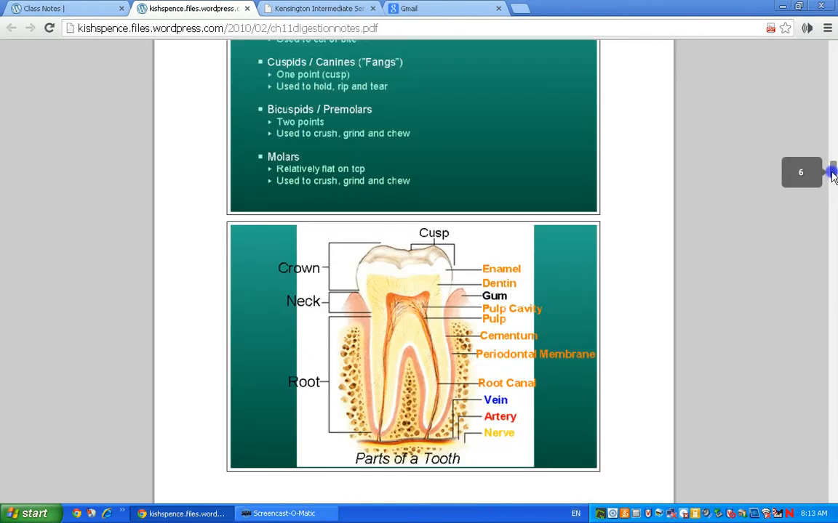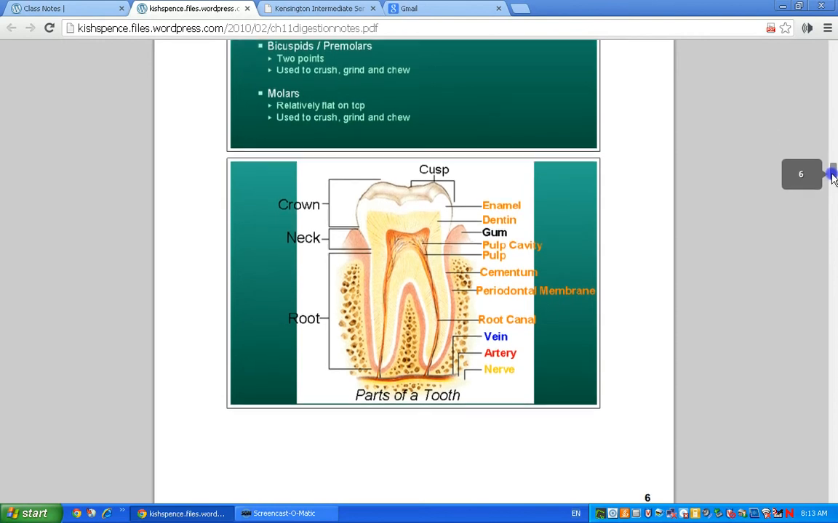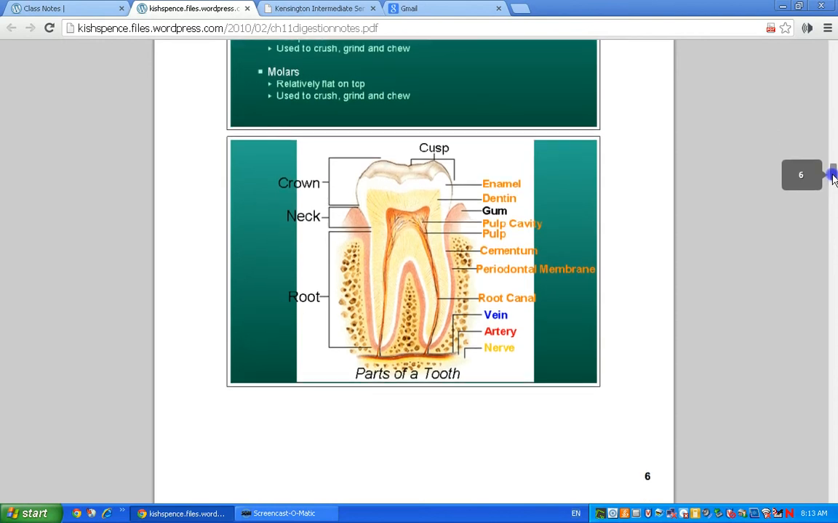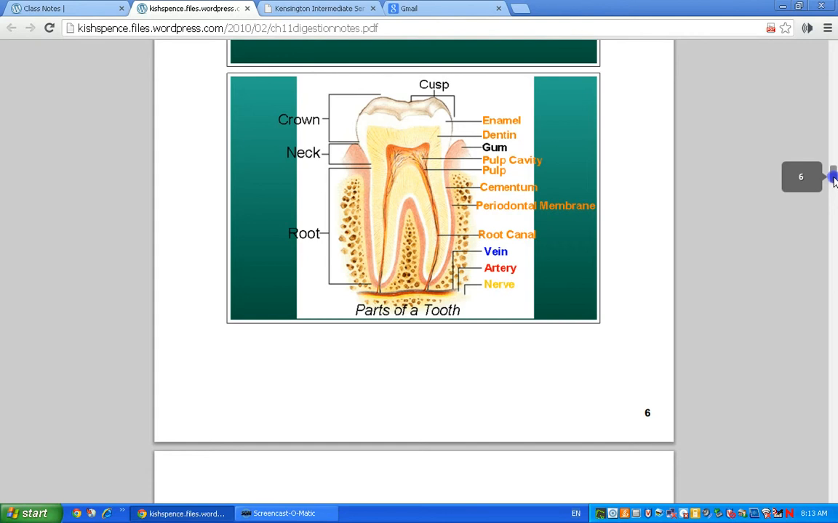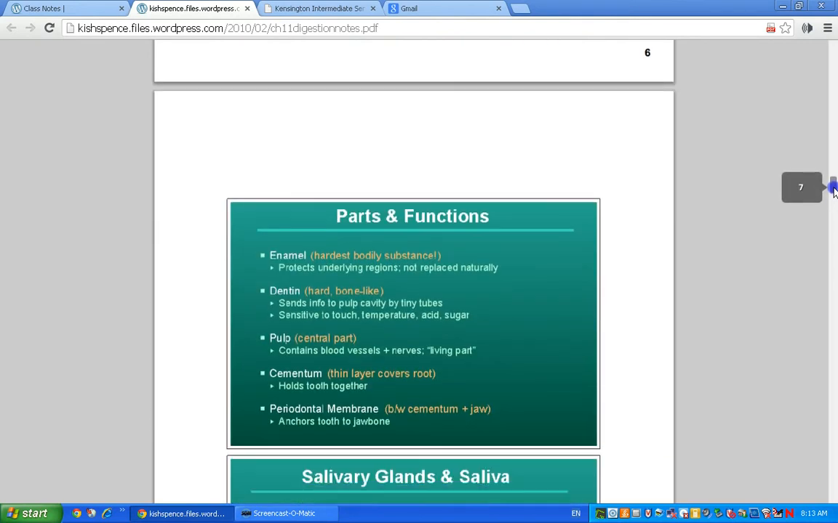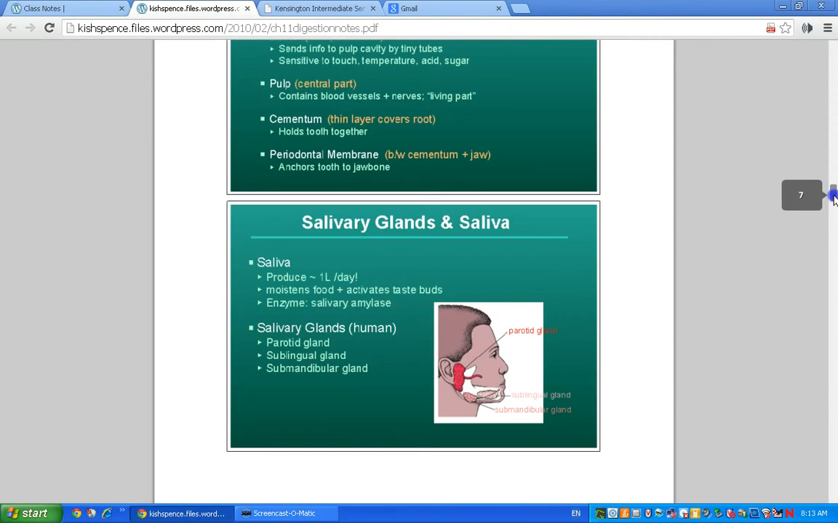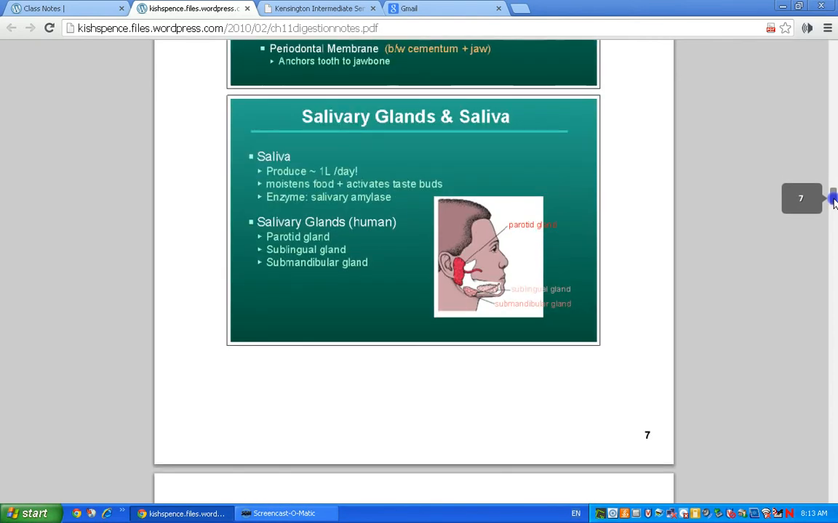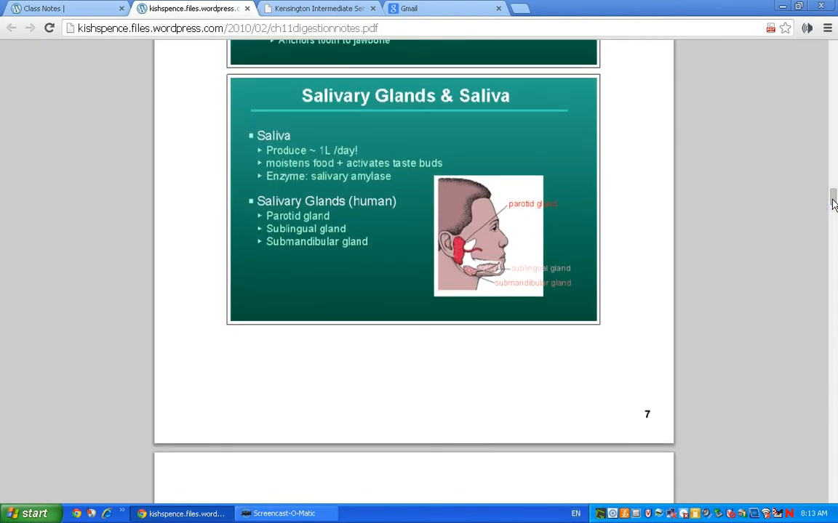A shark would be a homodont because their teeth are all the same. Okay. We looked at an individual tooth and the parts of a tooth and the jobs of those parts. And then we took a look at the salivary glands that release saliva into your mouth.